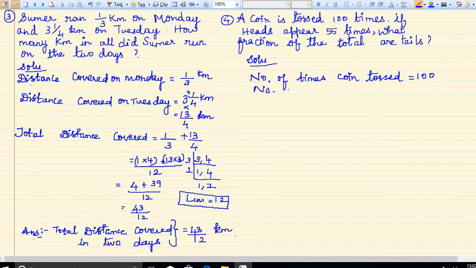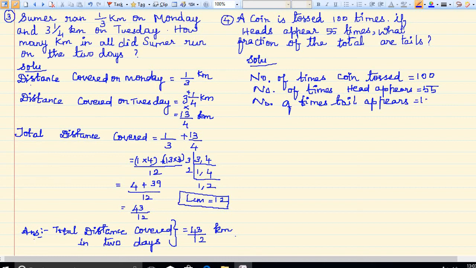Number of times head appears is equal to 55. Now, number of times, this is T, times head, and this is what? Tail. Tail appears is equal to 100 minus 55, which is what? 45. This is what? Number of times tail appears.